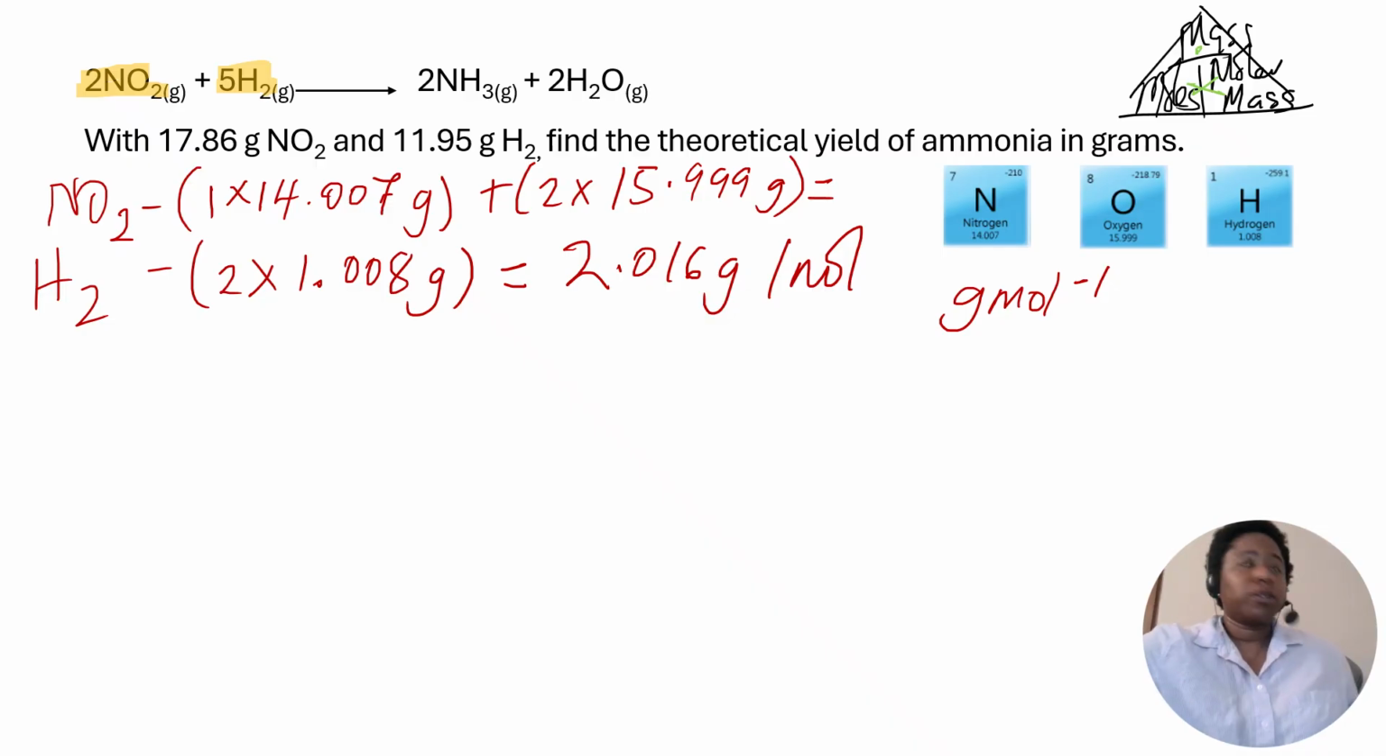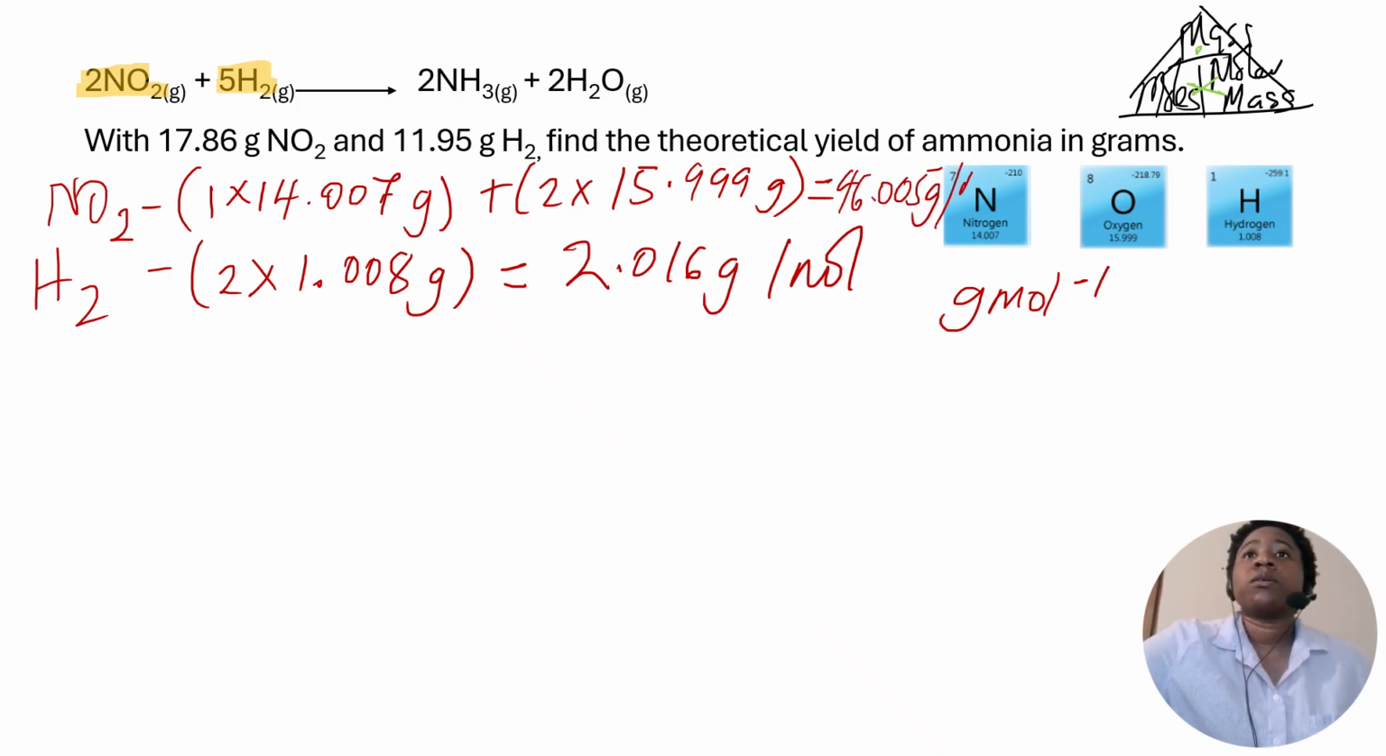All right, so for the nitrogen dioxide, 15.999 times 2 plus 14.017, that will give us 46.005 grams per mole. So let's first do the moles of nitrogen dioxide present.